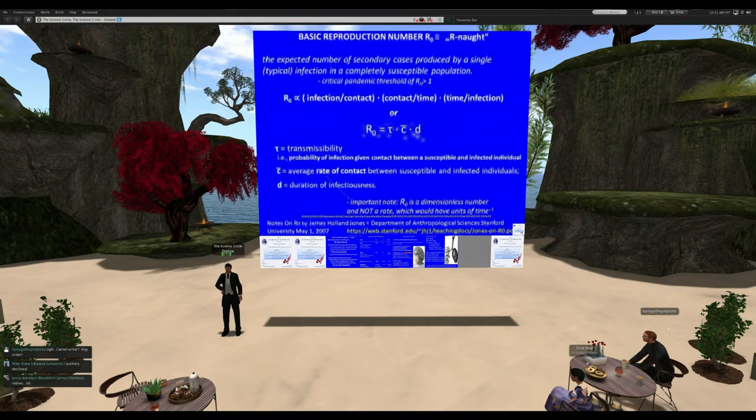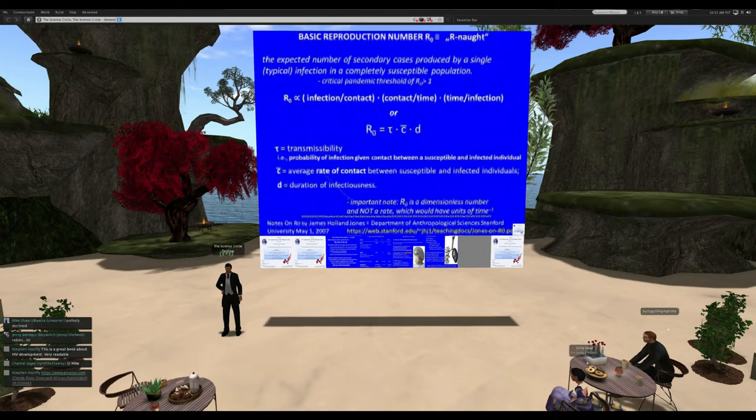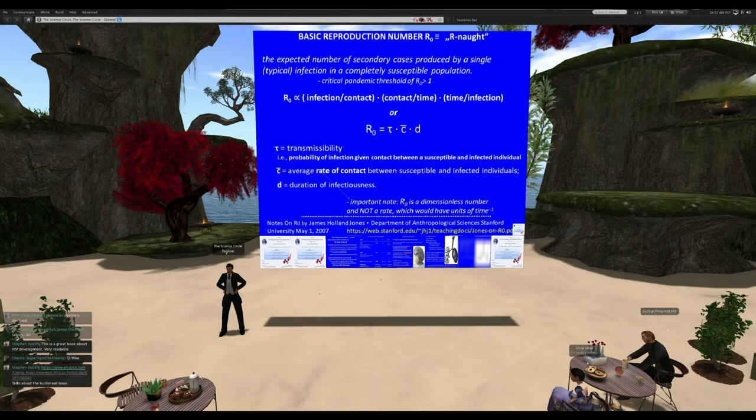Okay, continuing on. Oh boy, an equation. It's actually not a difficult equation. This is an important number. It's called R naught. R naught refers to basically how infective something is, how many people are going to end up infected by an infectious agent. The trouble is, it averages things and it looks at a population.